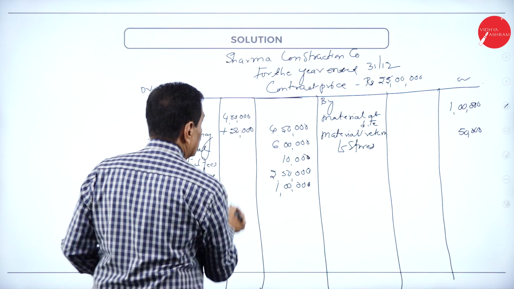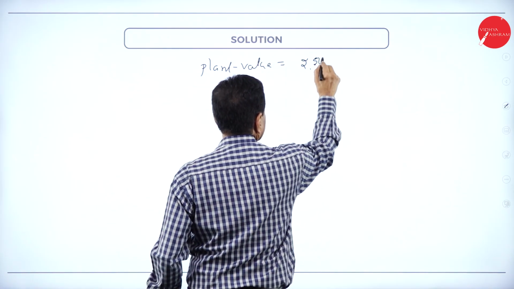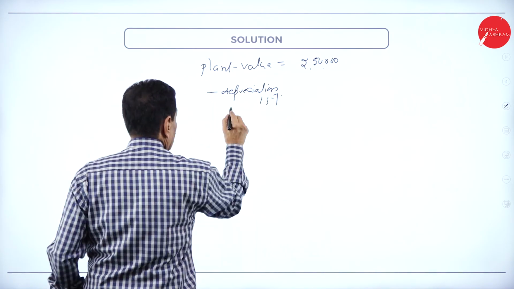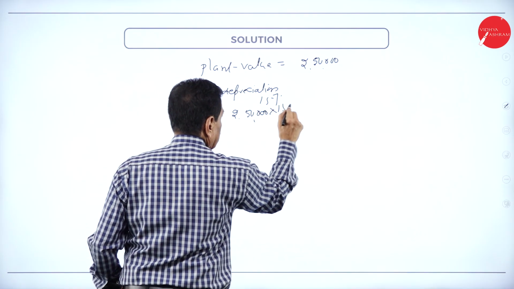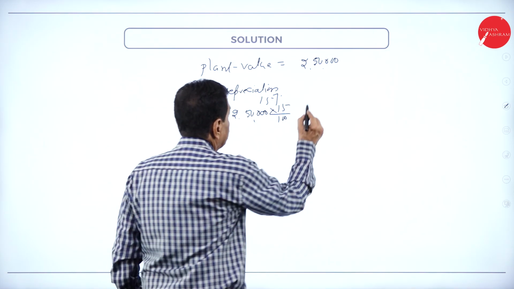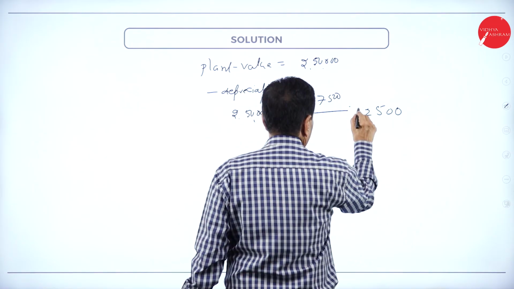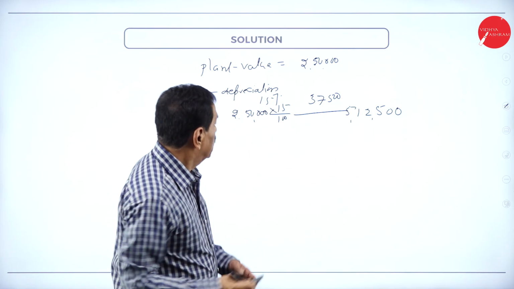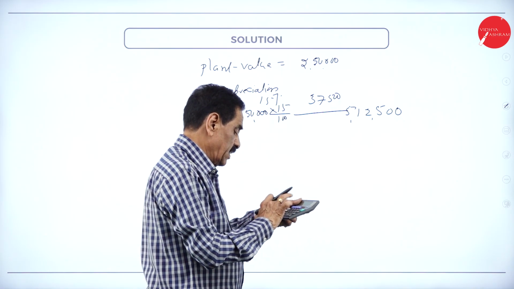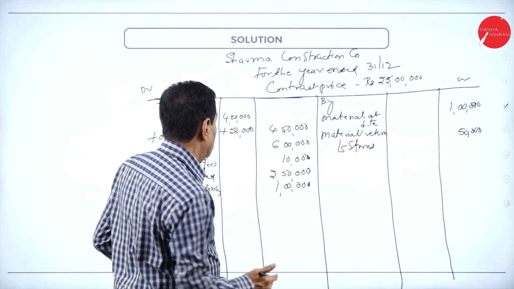What's your plant value here? Working out if you want. Plant value 2,50,000 minus depreciation 15%. 2,50,000 into 15 divided by 100 is 37,500. So 2,50,000 minus 37,500 is 2,12,500. Come back here.